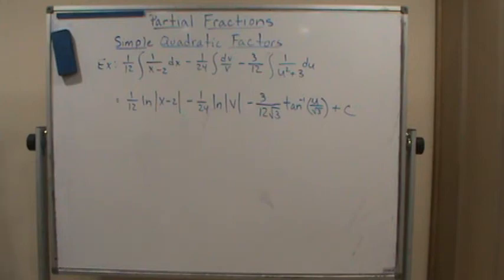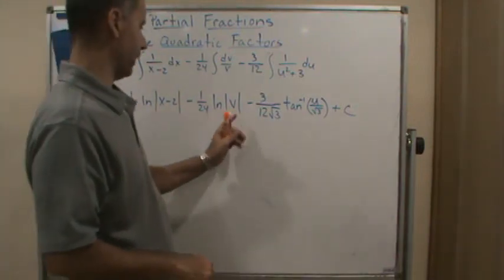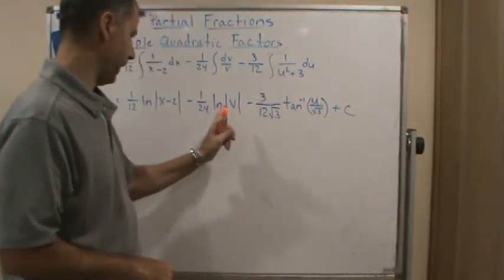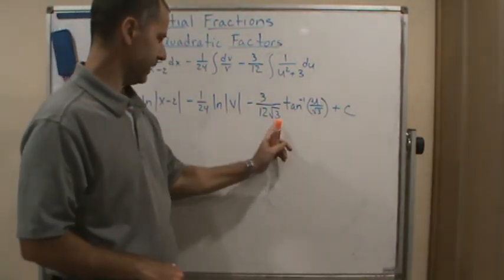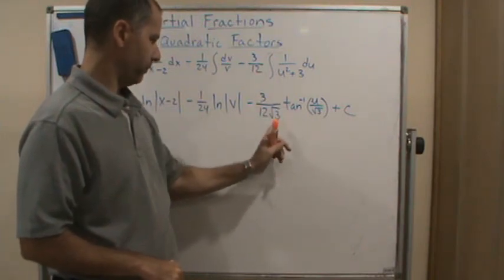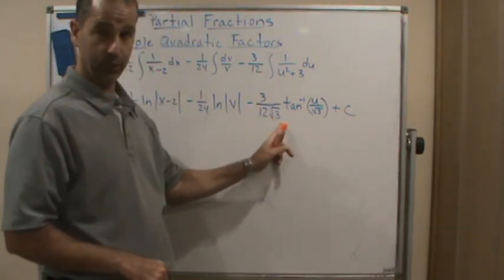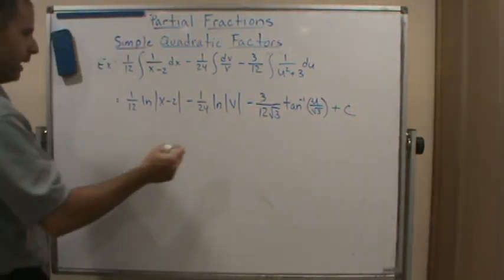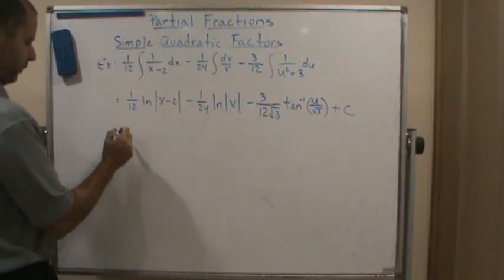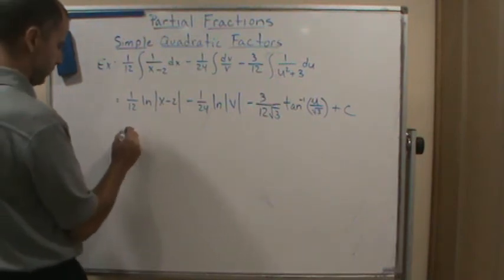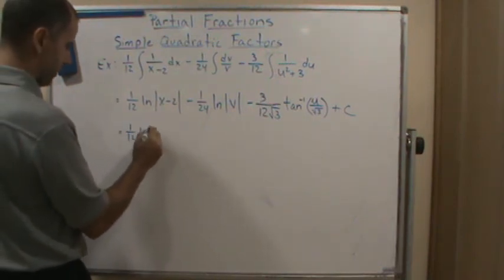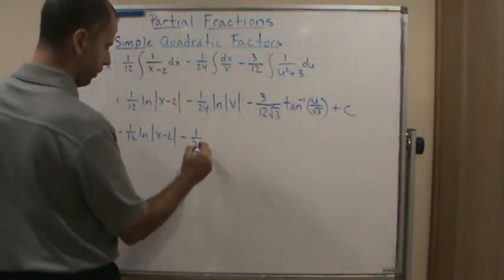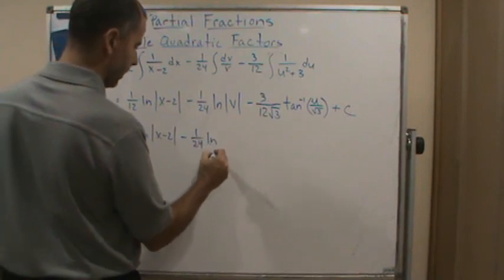So we're not done yet. Let's simplify this. So we still got v, we've got to put everything in terms of x now. So we've got to back substitute for u, we've got to back substitute for v, and we need to take care of this too. And we can't have square root of 3 in the denominator. So we've got to rationalize this, okay? So this is fine, we're done with that. So this is going to be 1/12 natural log of x minus 2 minus 1 over 24. This becomes the natural log.